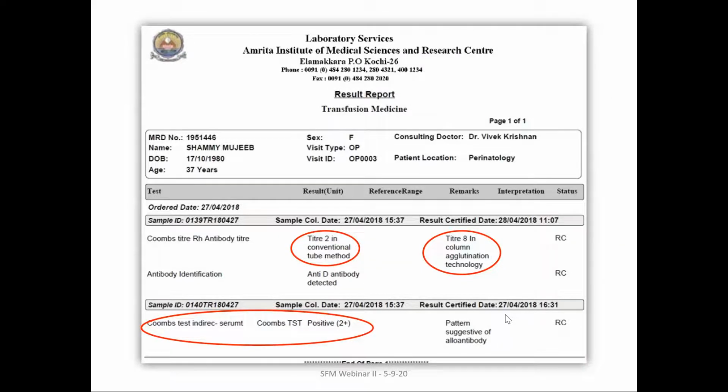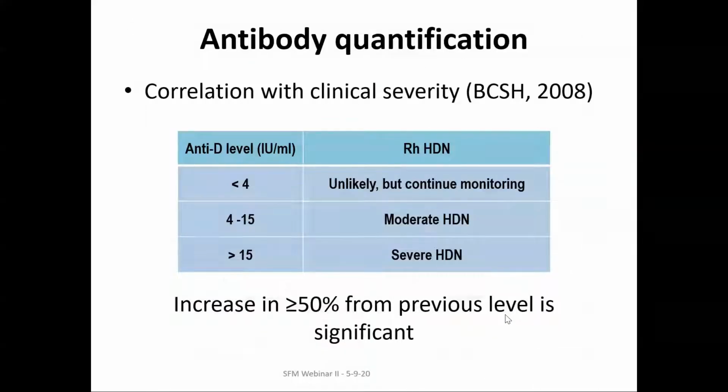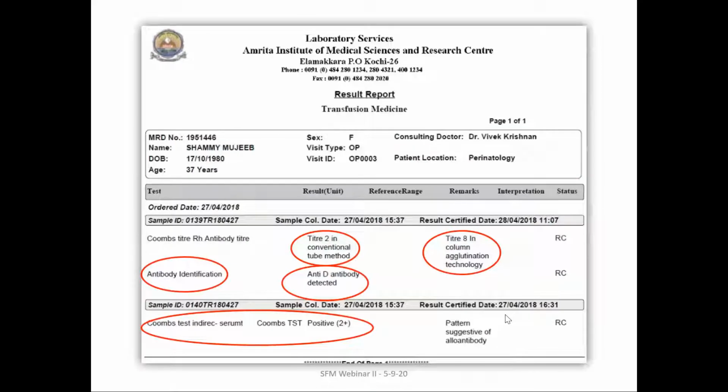And the third thing that we do, as I said, is to look for the antibody identification. In this particular case, it was indeed the anti-D antibody, the most common of the lot. So this gives you all the information that you require to actually plan the management of this pregnancy in a very effective manner.